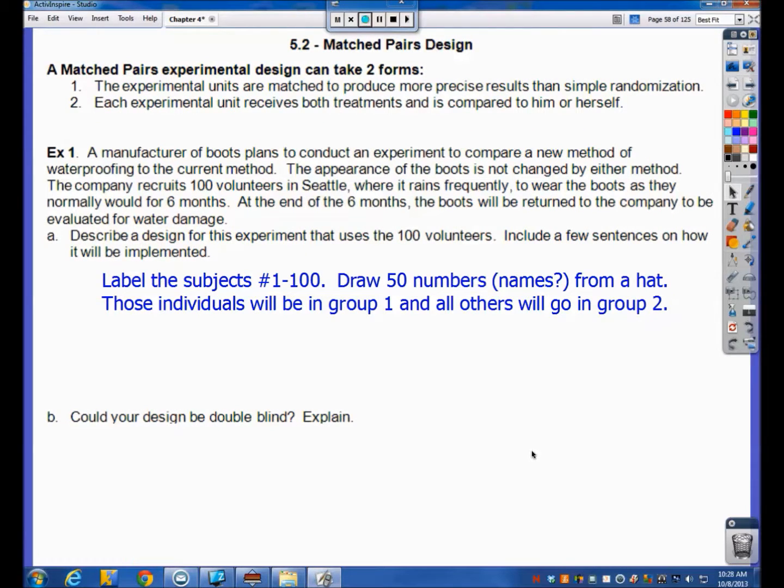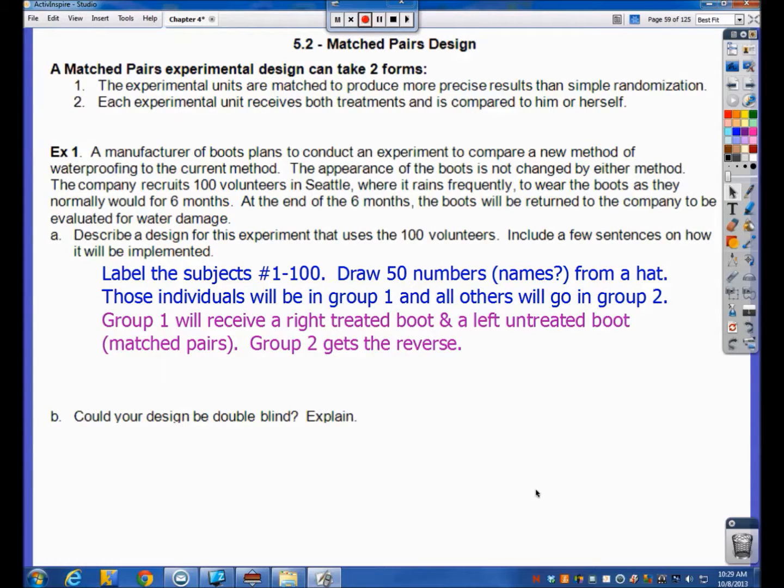And since we only have 100 people, we could use the hat method instead of using our calculator or the random number table. So this is just one scheme here. Okay, there are many different possibilities. So I'm just saying let's pick 50 numbers or names out of a hat, and the first 50 people will be in group 1, and the other people will go into group 2. And then I could say people that are in group 1 will get a right treated boot and a left untreated boot. Or we could say a right new treated boot and a left old treated boot. And then group 2 gets the reverse.